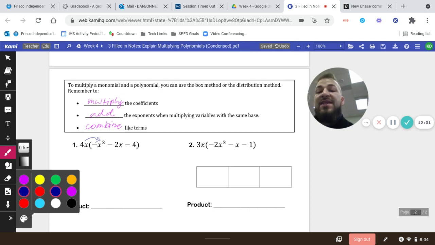So 4 times negative 1 would be negative 4. x times x cubed would be x to the 4th, because remember, we add the 1 and the 3, which gives us the 4. Then 4x times negative 2x. 4 times negative 2 is negative 8. x times x, add the powers, gives us x squared. Then 4x times negative 4. 4 times negative 4 would be negative 16. And then x times no x to multiply with, so we just get x there at the end.